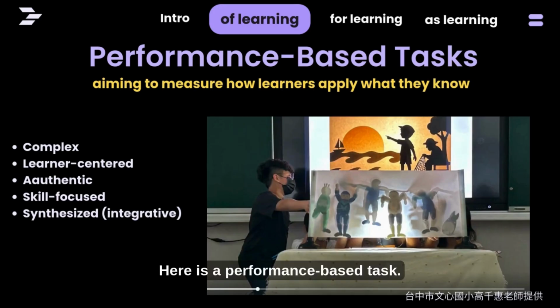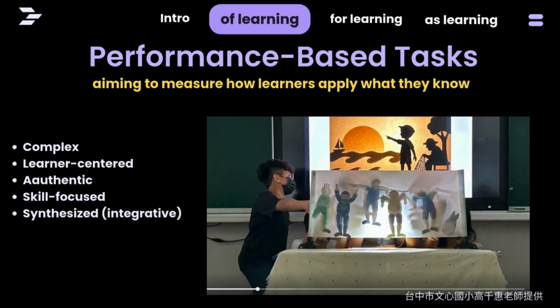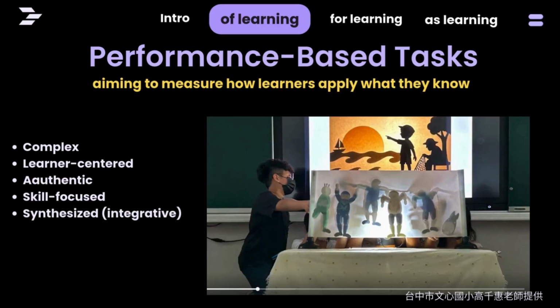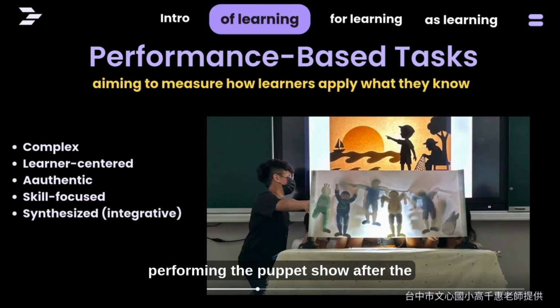Here is a performance-based task. Performance-based tasks are more complex and learner-centered. They are authentic, skill-focused, and integrative. These tasks measure how learners apply what they know in real or simulated contexts. For example, role plays, presentations, or projects. The photo shows the students performing the puppet show after the 4-week issue-based learning.